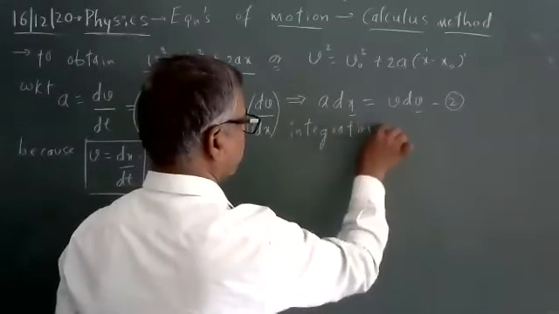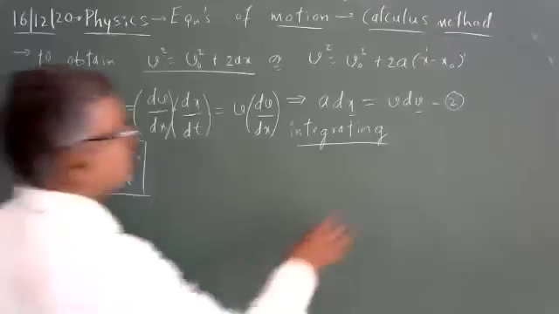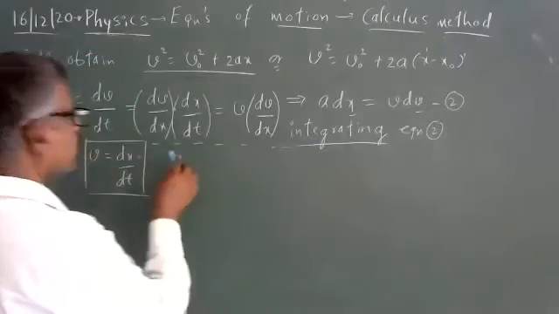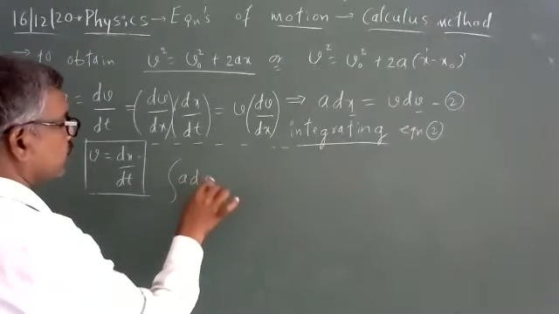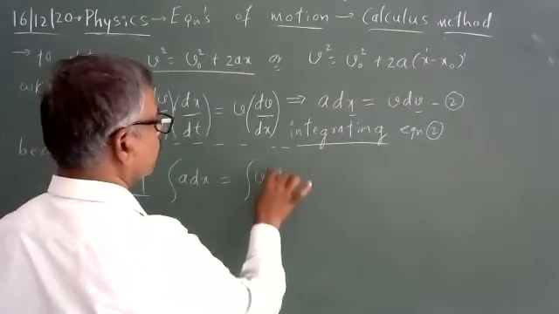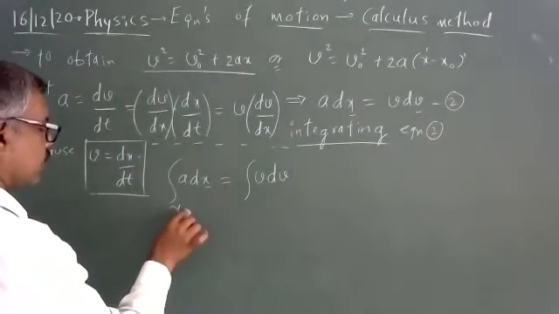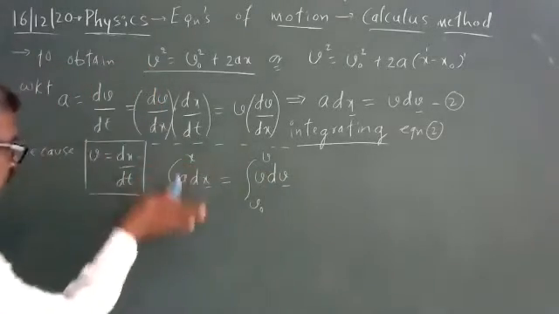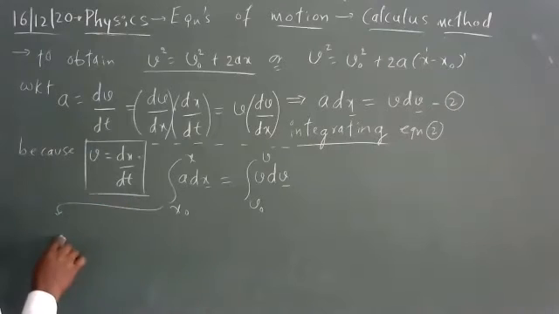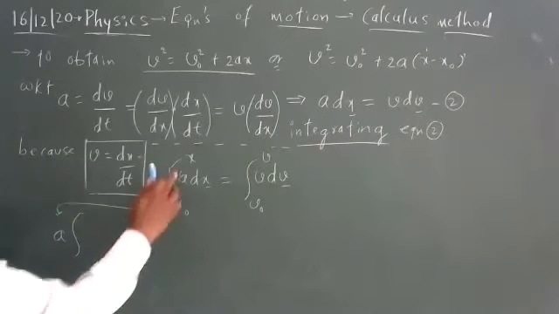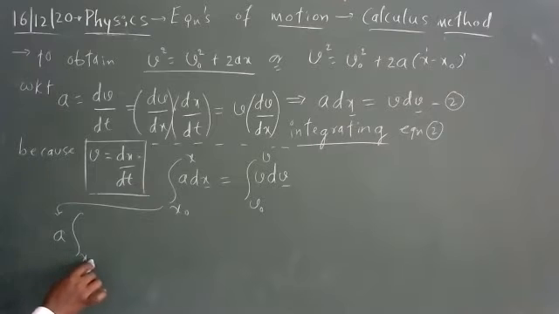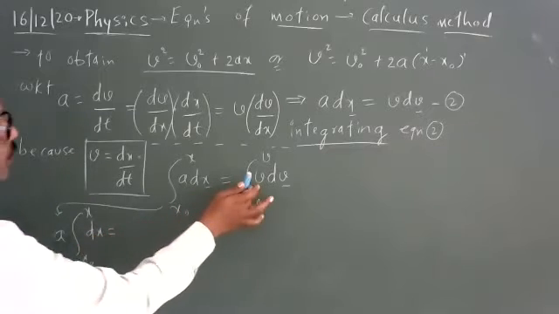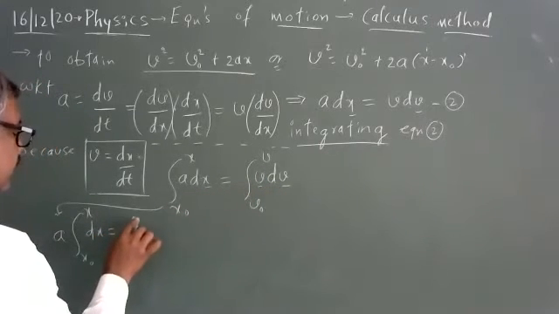Integrating. When you integrate this whole equation 2, here I will be getting a step. The integration of a dx is equal to the integration of v dv. The limits are x naught to x, and for velocity, initial velocity and final velocity. Now when I go for the integration, the steps come like this. A is a constant, take it outside. And lower limit x naught, upper limit x, dx, which is equal to, both are variables, the integration of v dv.